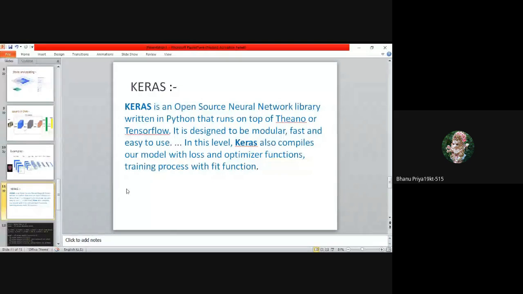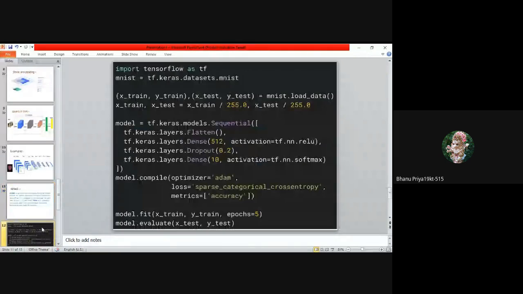The next slide: Keras is open source software. We develop any coding, like building the picture model, in code form. This will be coded, sir.